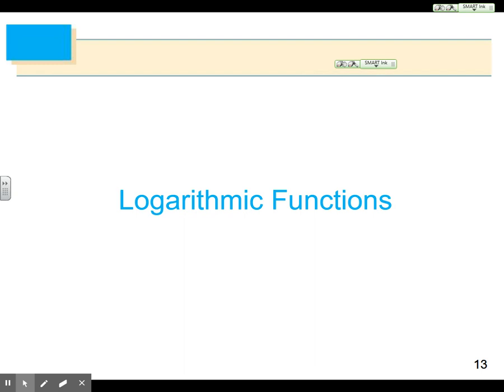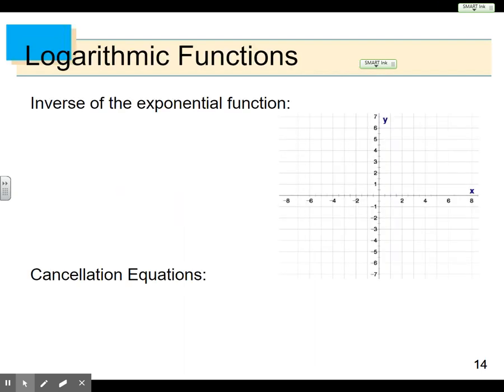All right, let's talk about logarithmic functions. Now, a logarithmic function is going to be the same as my exponential function, except again, it's going to just be the inverse of it. So they share a lot of the same properties. We talked about in the last video that the exponential function is going to look something like this. It's going to be like y equals 2 to the x.